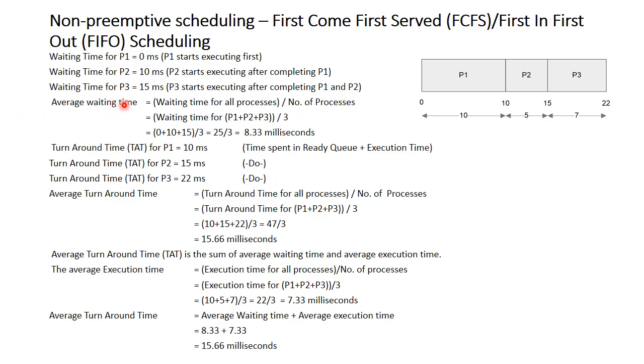Now, average waiting time. Average waiting time is the sum of waiting times of all the processes divided by the number of processes. So, waiting times for P1, P2, P3 divided by the total number of processes, which is 3. Waiting time for P1 is 0, it need not wait for the CPU. Waiting time for P2 is 10. Waiting time for P3 is 15 milliseconds, divided by 3. That will be 25 by 3, 8.33 milliseconds.